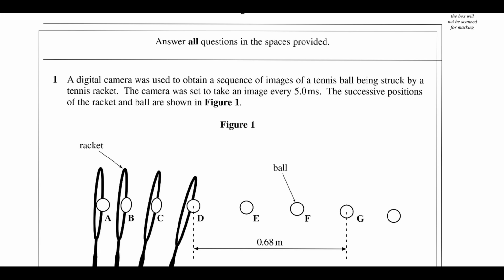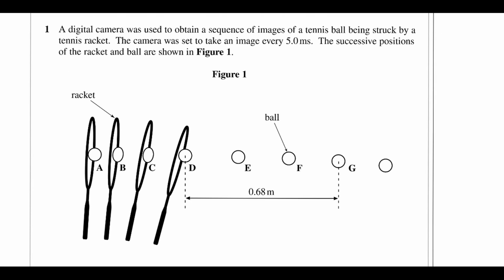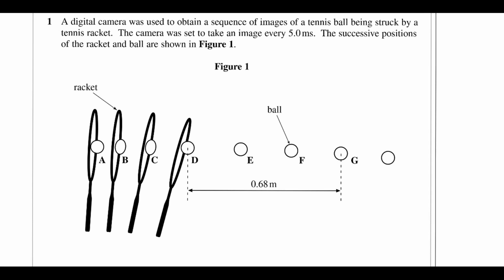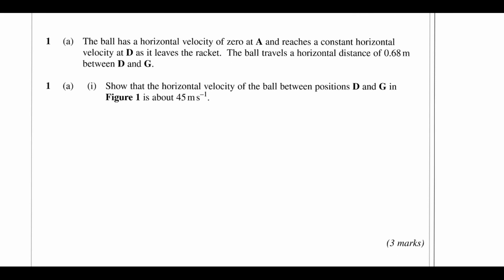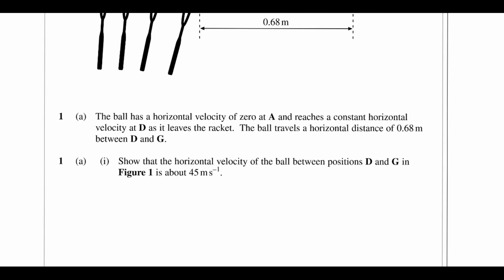Alright, so in this video I'm going to take a look at the Unit 2 paper from January 2010. We're going to start off with some mechanics. We've got a digital camera and we've taken a sequence of images, and the images are taken every 5 milliseconds. So if this one was taken at time 0, this one's 5 milliseconds later, 10 milliseconds, 15, and so on and so on.